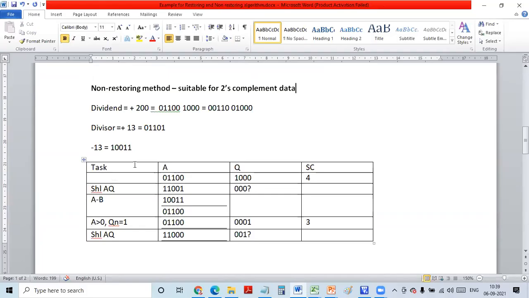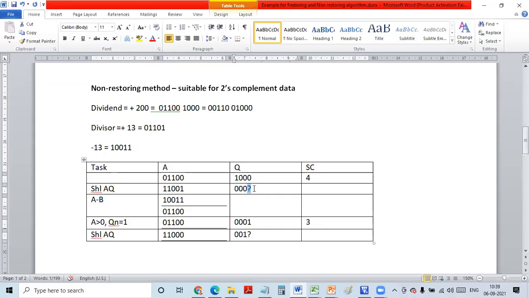Initially, assuming the previous value of Qn as 1, you have to go by the path of subtraction. Before the subtraction, I have to shift the register, SHL AQ. I have to shift A and Q left by 1 bit. After shifting, these are the values, and this is the new Qn value that is unknown right now. That has to be fixed after subtraction.